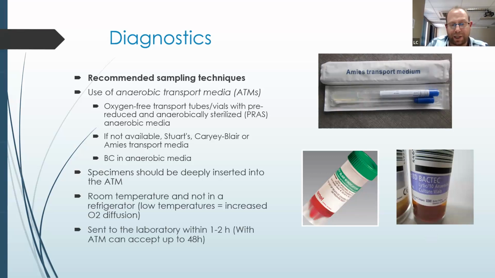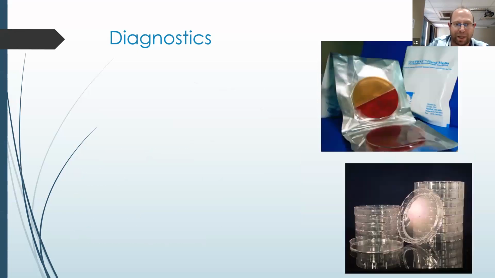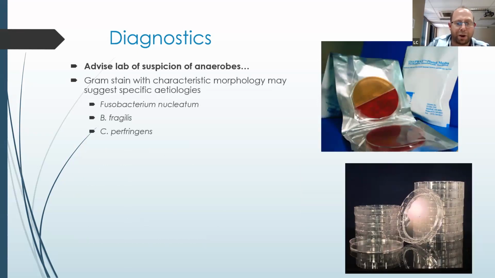And ideally, if you're going to send them without one of these transport media, ideally it gets to the lab and is plated up within 1 to 2 hours. Not for blood cultures necessarily, but for the other tissue specimens and the like, and pus. With an anaerobic transport media, assuming it's done correctly, you can accept up to 48 hours is the recommendation. There are fancier toys. You must advise the lab that you suspect an anaerobe, because they're going to do things that will help identify it quickly.